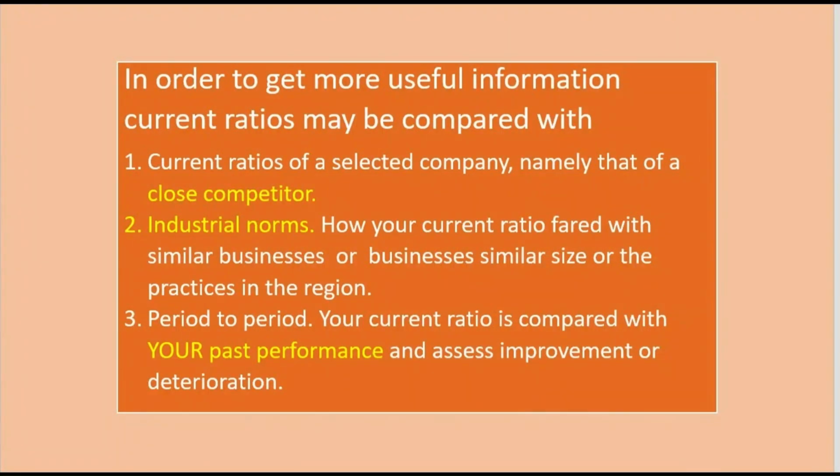2. Industrial norms. How your current ratio fared with similar businesses, businesses of similar size, or the practices in the region. 3. Period to period. Your current ratio is compared with your past performance to assess improvement or deterioration.